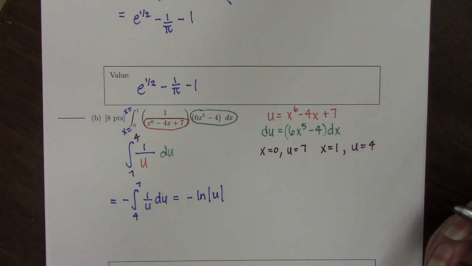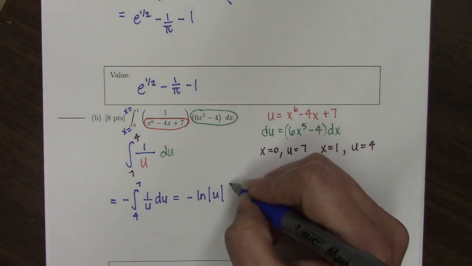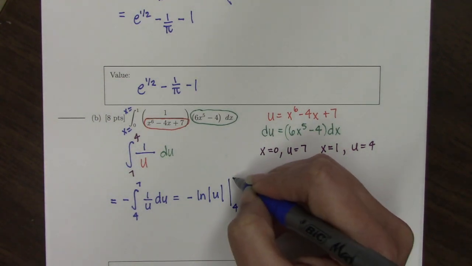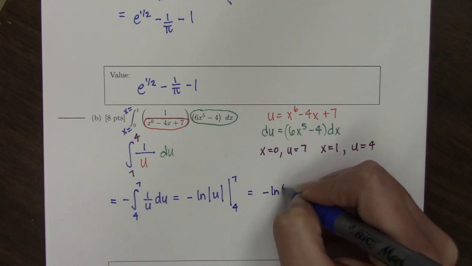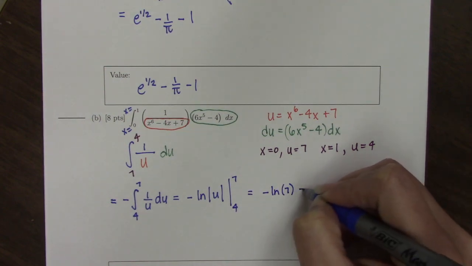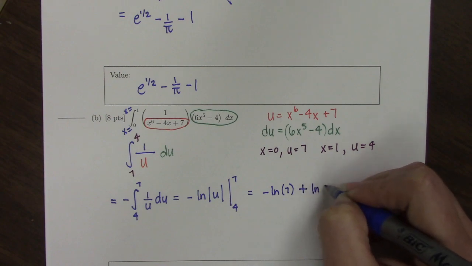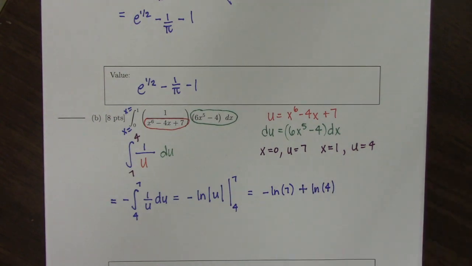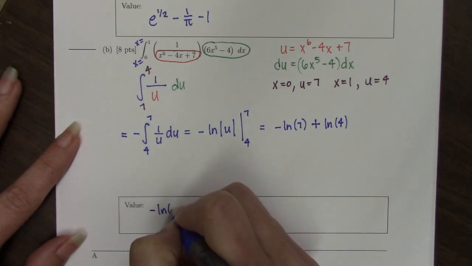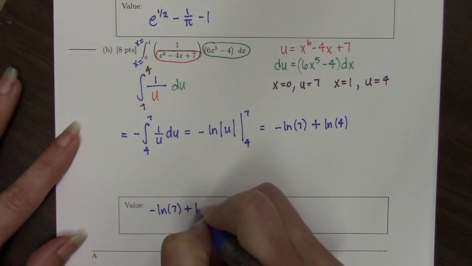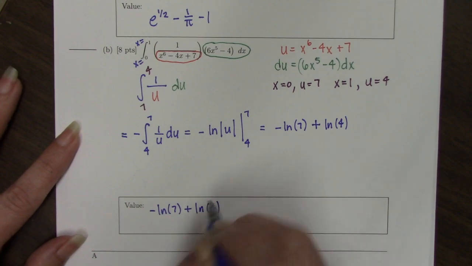But when you anti-differentiate 1 over x, it's the natural log of absolute value of x. So you have to have this absolute value here. We're going to evaluate this from 4 to 7. So I get negative ln of 7 minus natural log of 4. So my final answer is negative natural log of 7 plus natural log of 4.